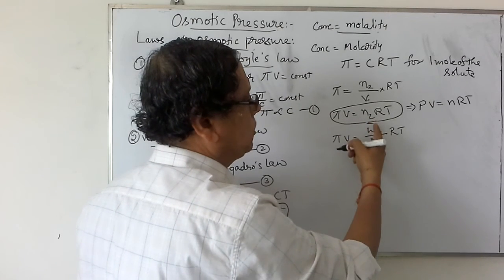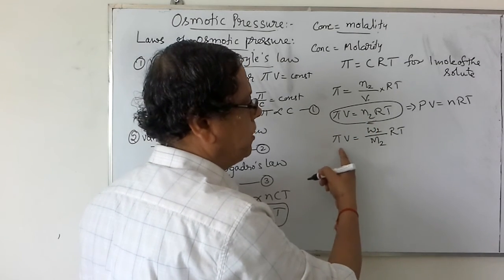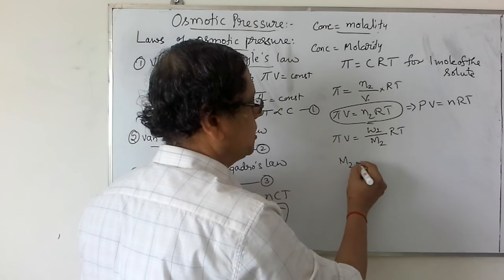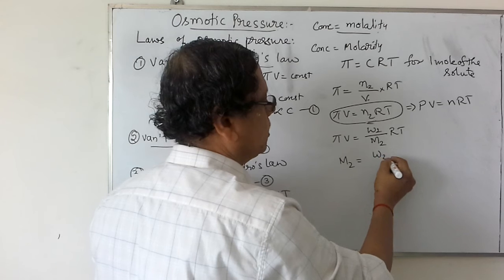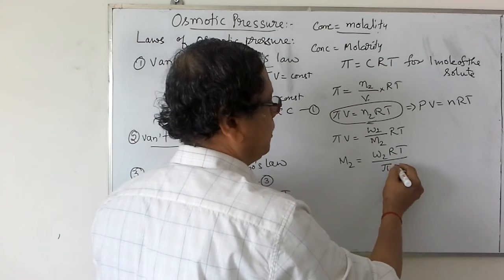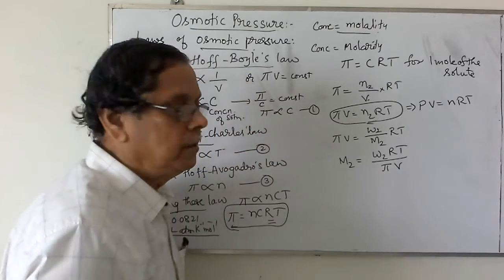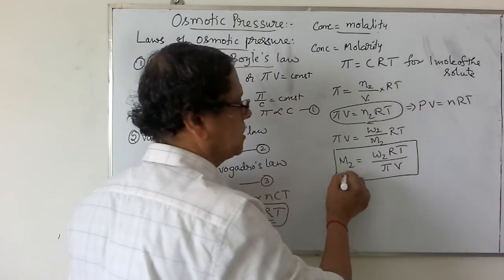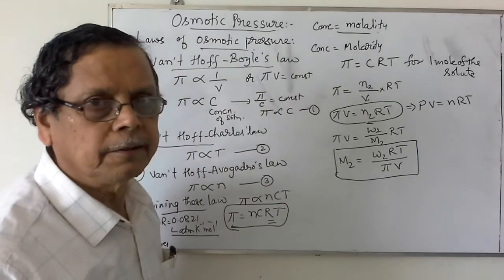Using n2 is equal to W2 by M2, we can write pi V is equal to W2 by M2 into RT. Therefore, molar mass of the solute is equal to weight of the solute into R into T divided by osmotic pressure into volume. So using this equation, we can easily calculate the molecular mass of the solute.